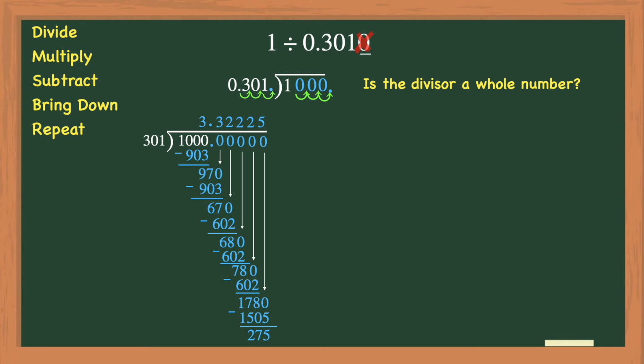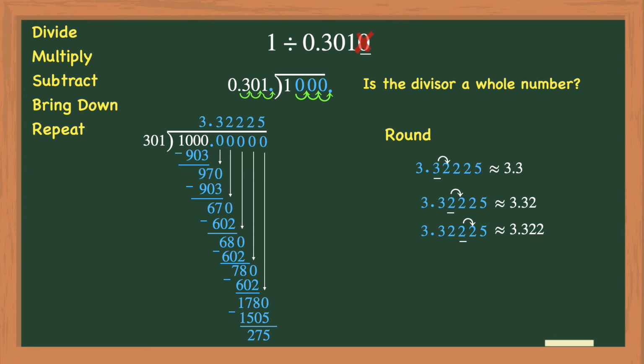The most common way to complete this division is to round the quotient. What I mean is that you can end the division by rounding the quotient to a specific place value. For example, if I wanted to round my answer to the nearest tenth, I would find the tenths place and then look at the digit to the right. And since it is a 2, the 3 in the tenths place stays the same, so the rounded quotient would be 3 3/10. If I wanted to round to the nearest hundredth, I would find the hundredths place and again look at the digit to the right, and the rounded quotient would be 3 32/100. Rounding to the thousandths place, the quotient would be 3 322 thousandths.